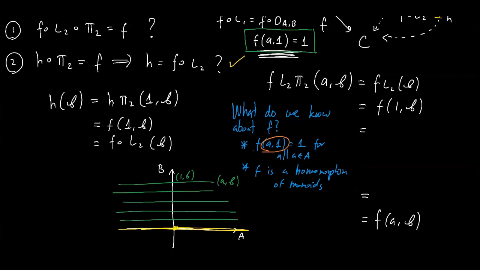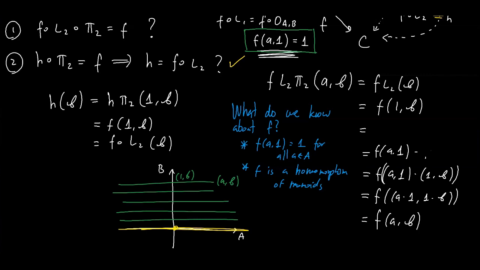Isn't that a straightforward way of thinking about it? Yeah. And then the other one should be 1B. Exactly. Yeah. Let's try that. So let's rewrite this as a product. First of all, we can decompose A as A times 1 and B as 1 times B, right? And then we can decompose this further as A1 times 1B. And because F is a homomorphism, this is the same as FA1 times F1B. But FA1 is 1. So it's the same as 1 times F1B. And then we're done.